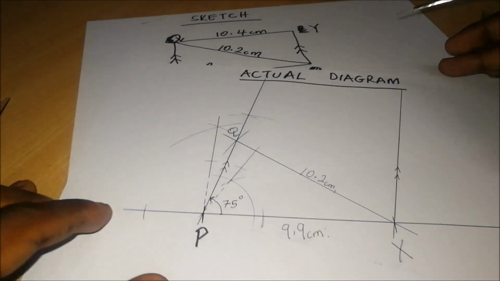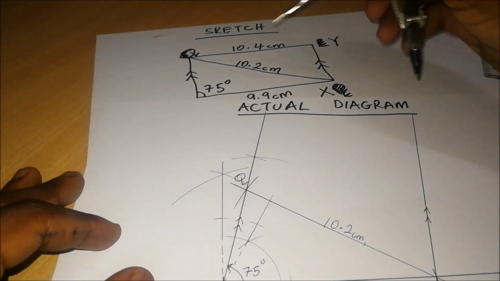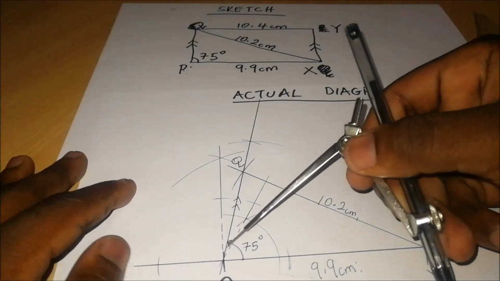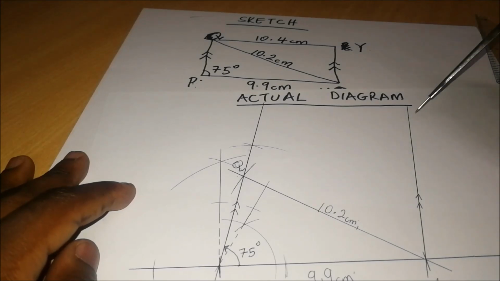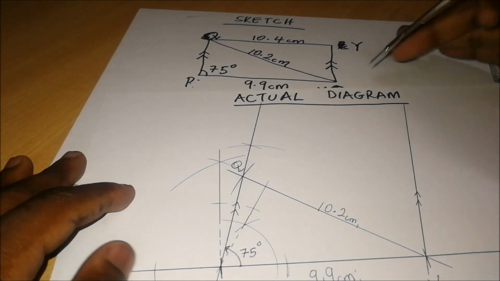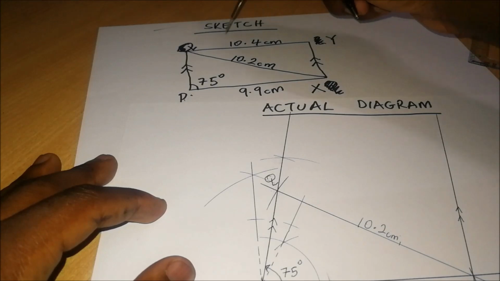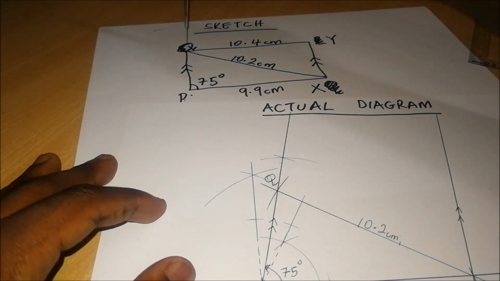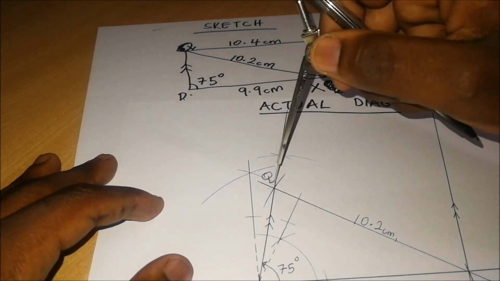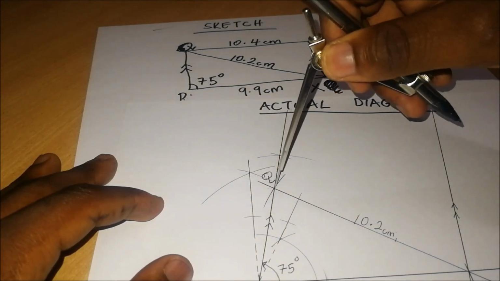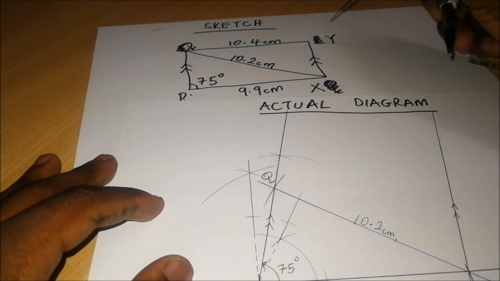So we have finished drawing PQ, which is that line PQ. It is parallel to XY. X is right there. We locate point Y. So back from our sketch, for me to move from Q to get to Y, it is 10.4 centimeters. So from point Q, I'll measure off 10.4 centimeters and I'll be able to locate point Y.